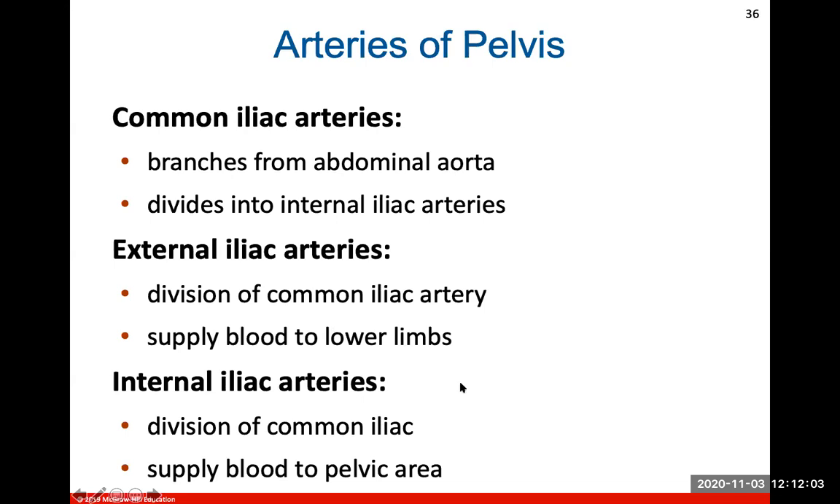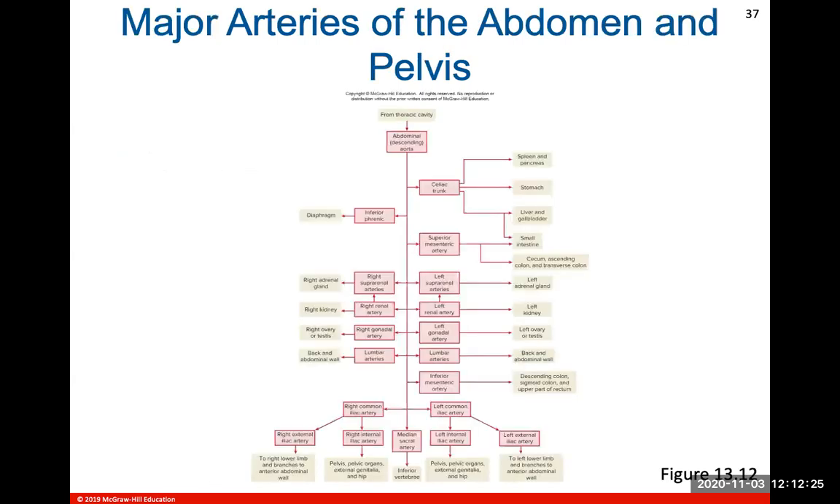Arteries of the pelvis. The common iliac arteries are the branches from the descending abdominal aorta. They will divide into internal and external iliac arteries, where your internal iliac artery supplies blood to your pelvic area, your bladder, your reproductive organs, and your external iliac artery will continue down the leg to supply blood to your lower limbs. So again, pause the lecture video here, take a look.